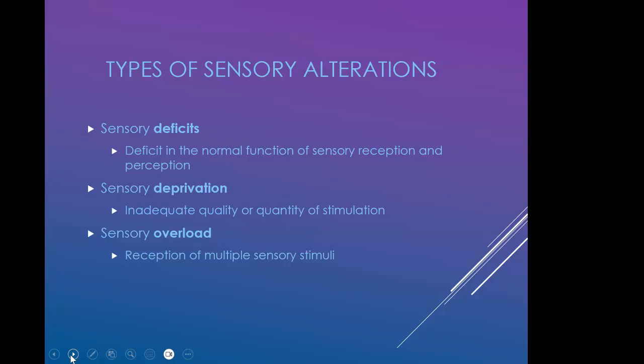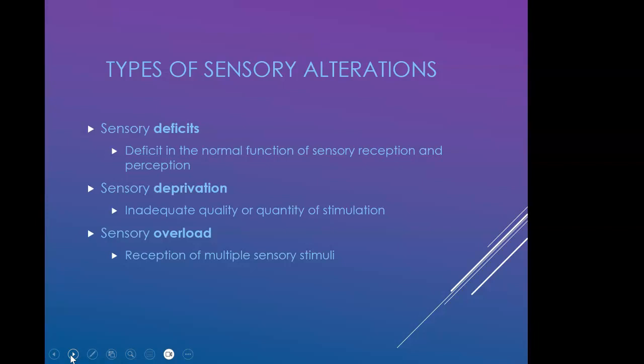And then you have another sensory alteration, which is sensory overload, the reception of multiple sensory stimuli. So you just got noise coming, funny smells, all this stuff. And people tend to get real aggravated. That's when you've got too much going on, too much sensory stimuli. Bright lights, flashing lights. So that would be how you would look at that type of sensory alteration.